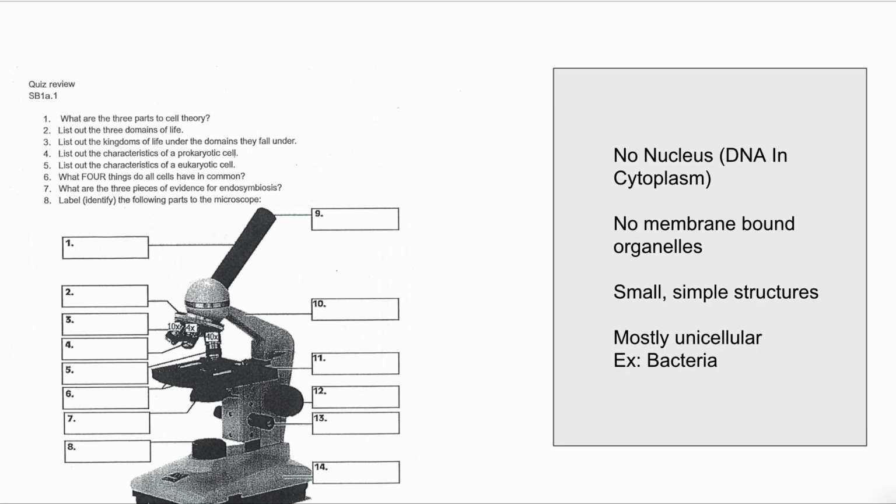List out the characteristics of a prokaryotic cell. Prokaryotic cells do not have a nucleus. The DNA is in the cytoplasm. They don't have membrane-bound organelles. They are small and very simple structures, and they are mostly unicellular. And an example is the bacterial cell.